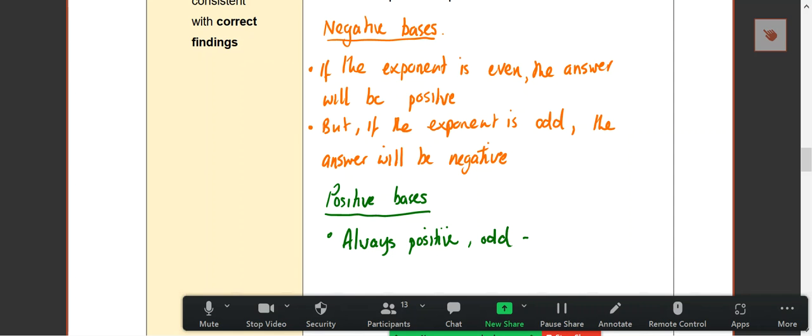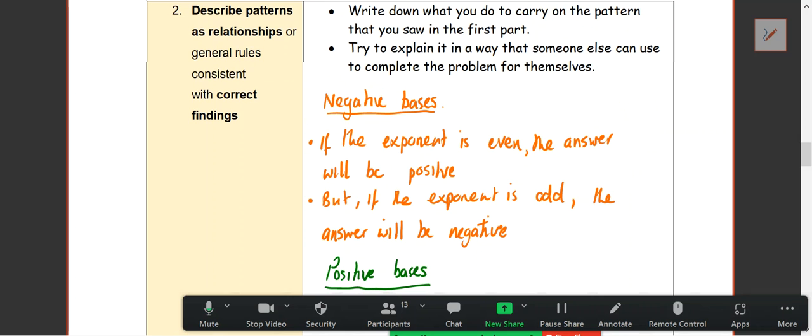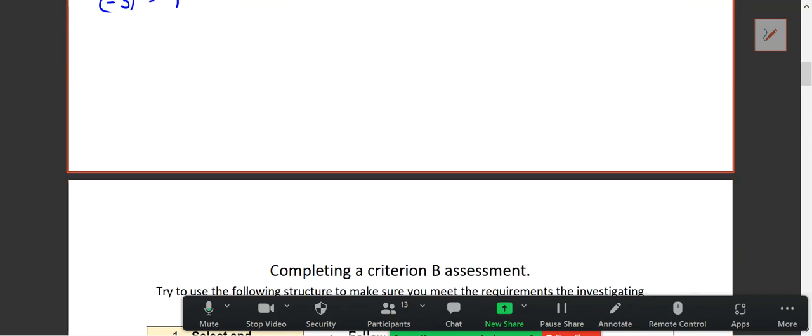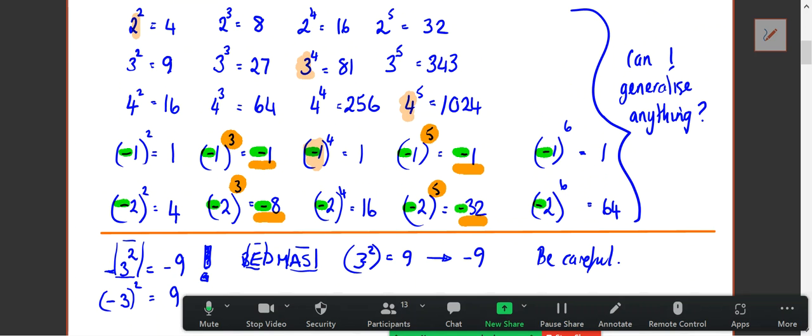Odd or even exponents. So what we've done here, guys, is we have described our pattern as a relationship or a general rule consistent with our findings. So just checking, is what we've written here consistent with what we wrote here and what we did in our workings up here? The word consistent means that's what I've seen. I've got evidence of that. I haven't made anything up. Does that make sense? We've followed on nicely.